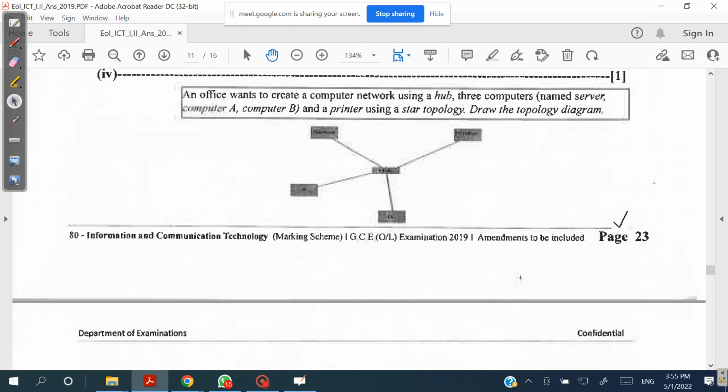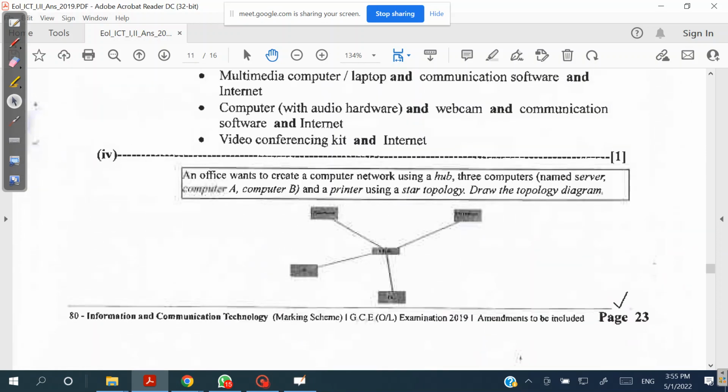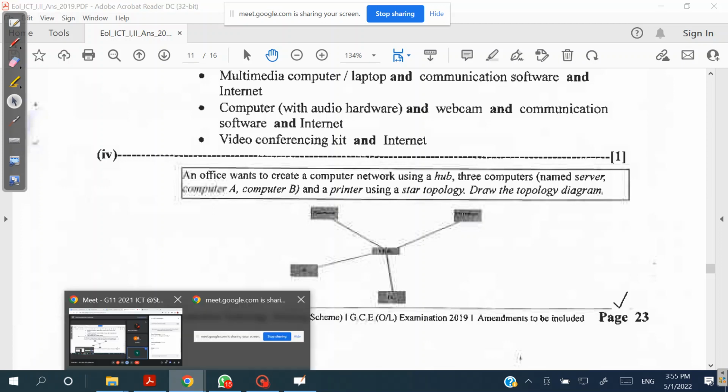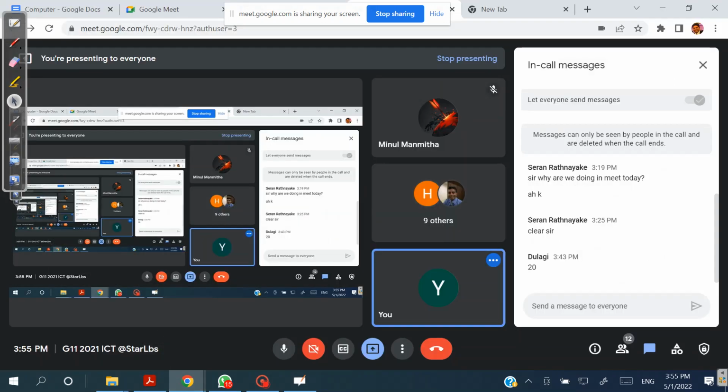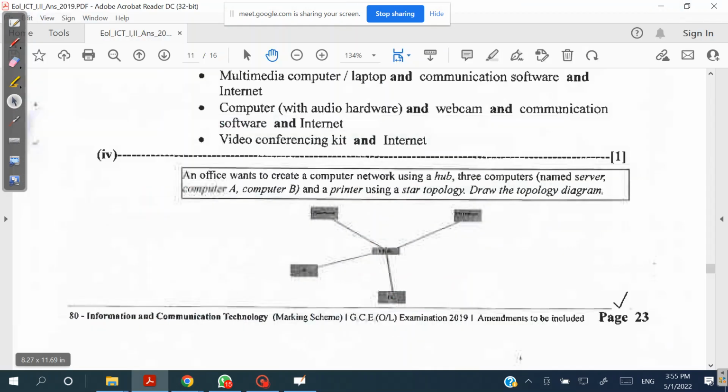Okay, so that's the end of the second question. See how much you got out of 10. So 20 out of 20, it's the 20 mark question paper. 20 out of 20.